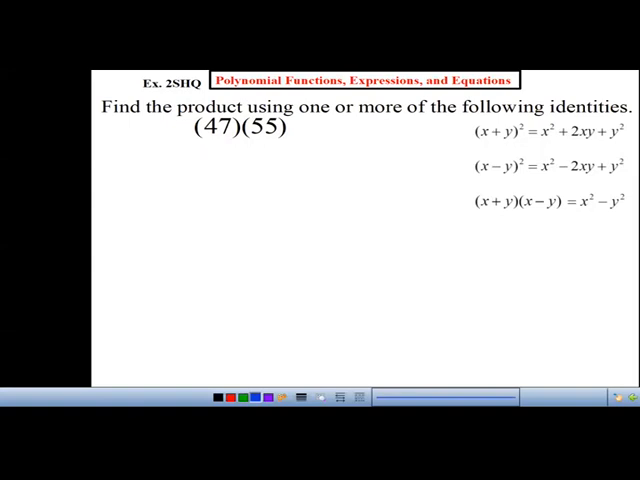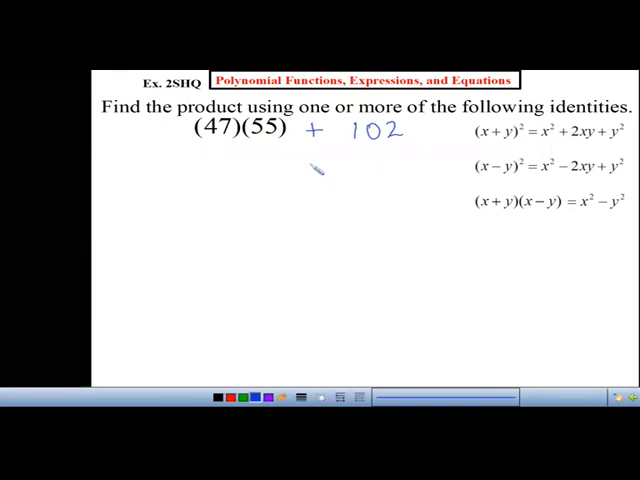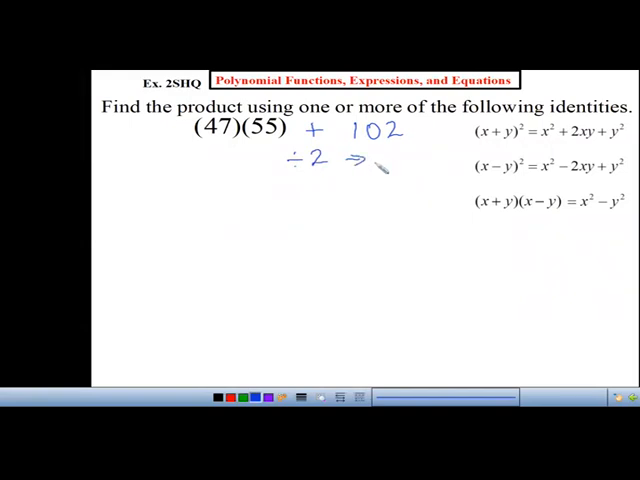Alyssa, what is the first thing we do? You have to add 47 and 55 together. And what did you get? I got 102. Thank you. Pass someone. Anthony, what do we do next? You divide 102 by 2. And what did you get? 51. Pass someone.